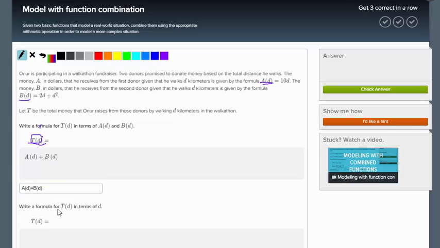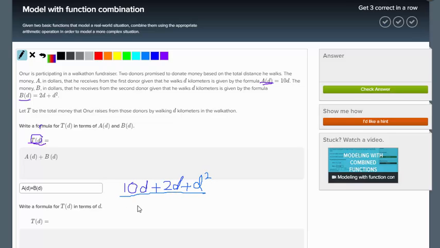Now then it says write a formula for T of D in terms of D. So all I do is I replace A of D with what A of D equals. And A of D equals 10D. So I'm replacing A of D with 10D. And I'm going to replace B of D with what B of D equals. And B of D equals 2D plus D squared. This will be plus 2D plus D squared. Then I just need to simplify this.